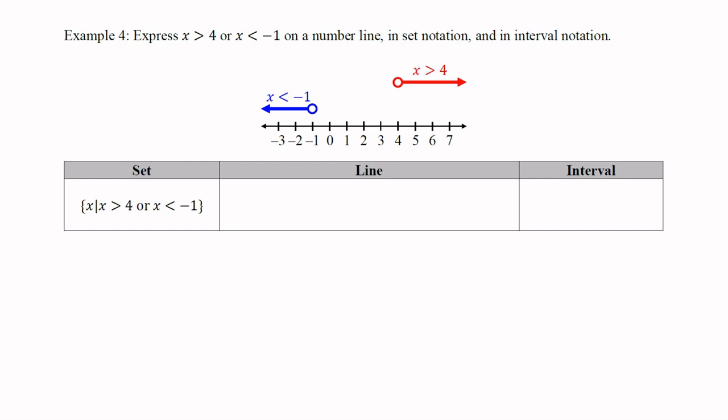On the number line, you're basically going to take all the parts that are shaded in either and shade all of it on the number line. So you have two sections that are going to be in the interval. You have -infinity to -1, union with 4 to infinity.